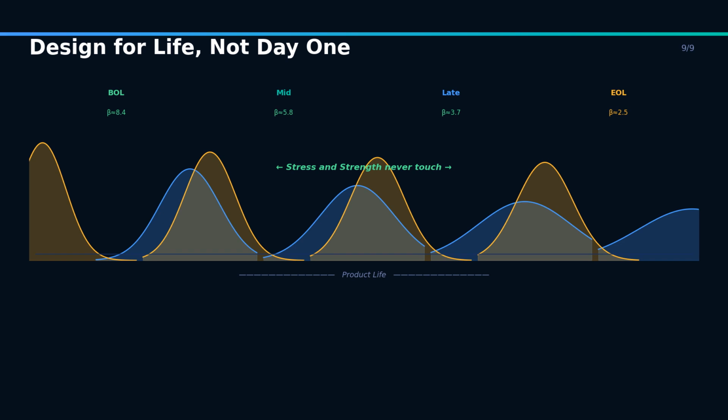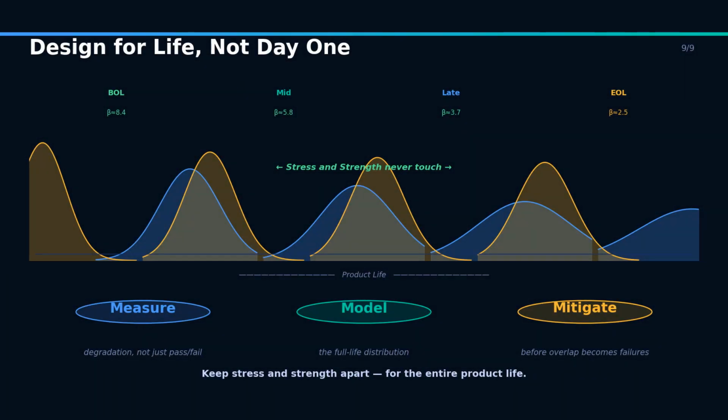Slide 9. The goal of reliability engineering is not to pass a beginning-of-life test. The goal is to preserve separation between stress and strength across the full intended life of the product. That requires degradation-aware design, accelerated life testing, and field-informed modeling. In other words, do not just verify margin today. Prove that the margin survives tomorrow.